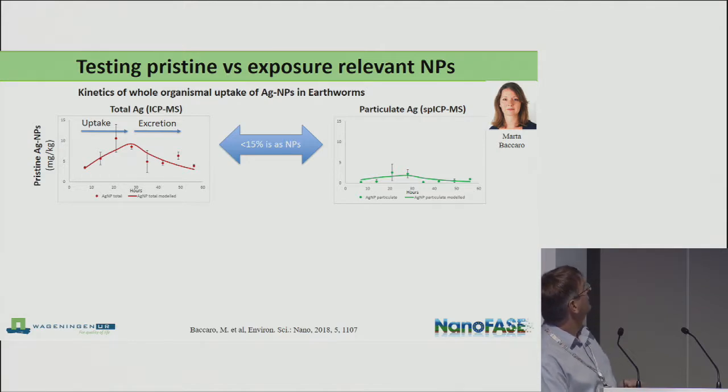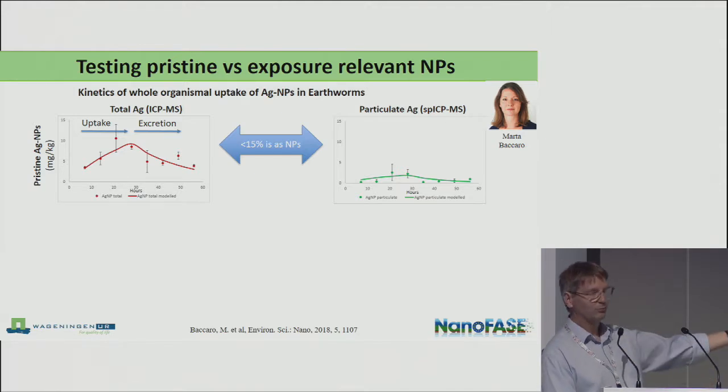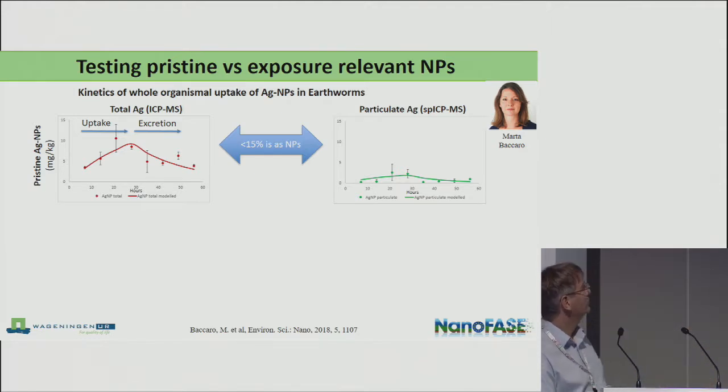and see if they can excrete the material again. So this is pristine nanomaterials, and you can see the total silver measured by ICP-MS goes up and comes down. But when we extract the particles from the worms and measure them by single particle ICP-MS, we can see that only 15% or less of the silver in the organism is there as particulate silver. So they've dissolved, or been taken up, or been taken up and dissolved.